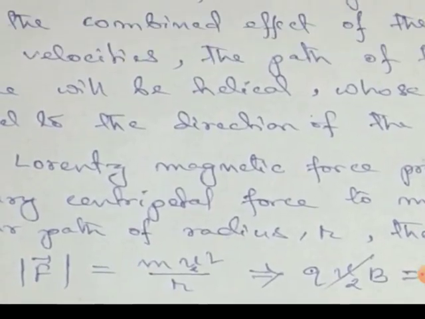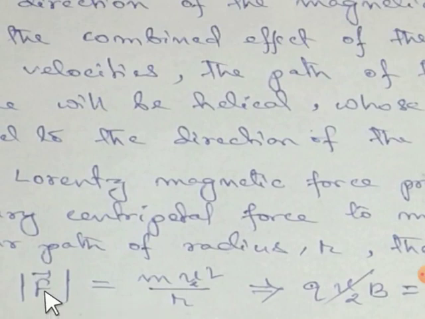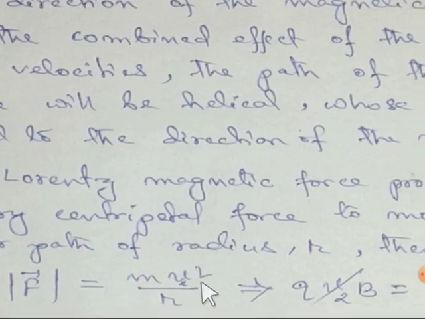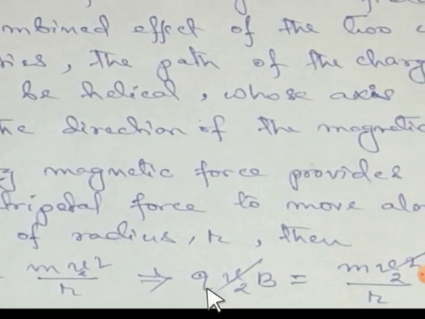Let me zoom in a little bit. Okay. So your Lorentz force will be equal to what? m v2 square by r. Now instead of that V1 cos theta, we have to take V sine theta. Got it? So your Lorentz magnetic force is what?